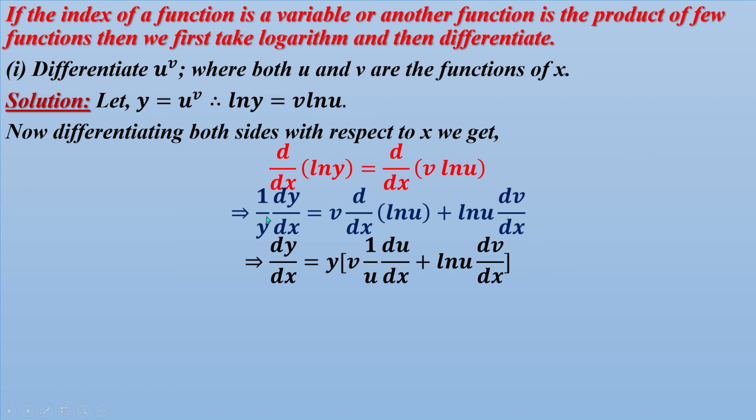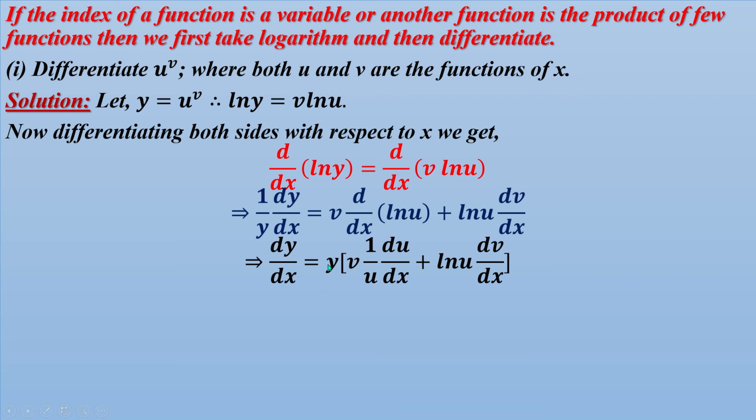Now calculate this. Here, as this is in the form of division, we do cross multiplication, and the derivative of ln u with respect to x equals 1 by u, and as we have to differentiate this with respect to x, we again have to write du/dx, and here v is fixed.